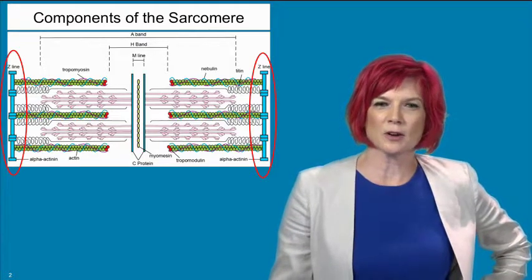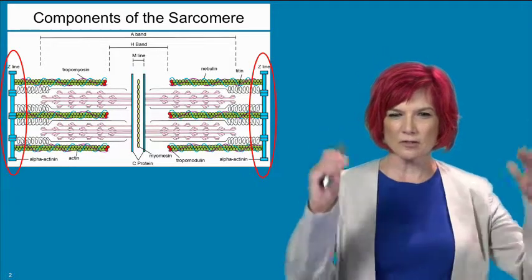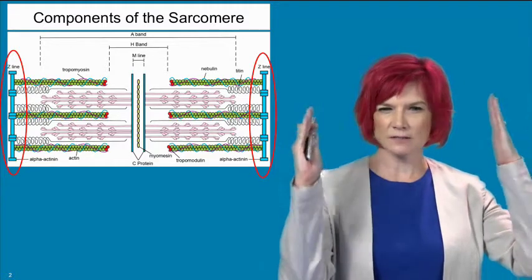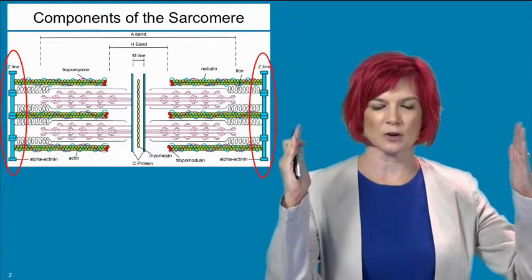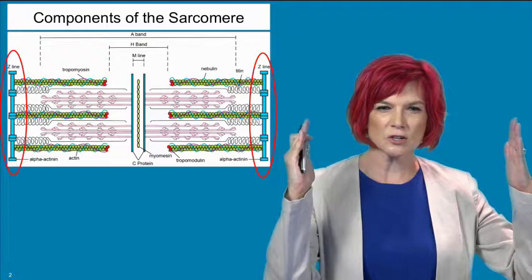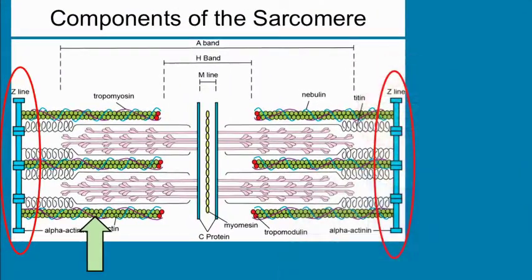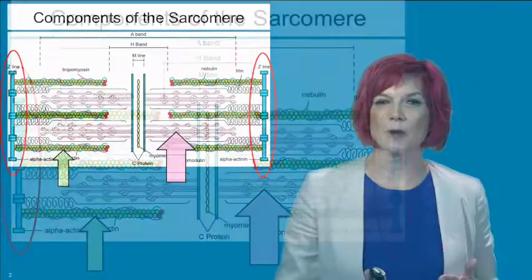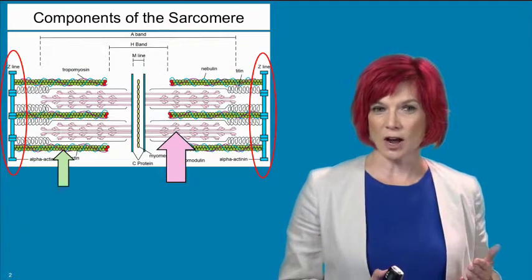And remember that the sarcomere is composed of these Z lines that define the boundaries of the sarcomere. And within each sarcomere, you'll notice that there are thin filaments and thick filaments. We discovered those during our last mini lecture. And we know that those thick and thin filaments overlap when skeletal muscle contracts.